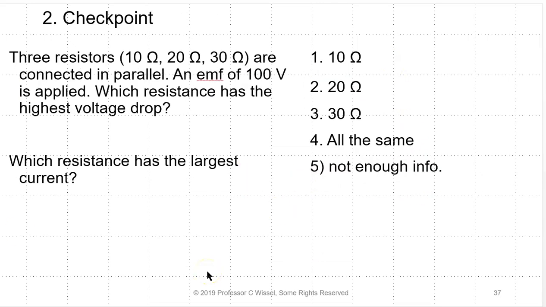Three resistors, 10 ohms, 20 ohms, and 30 ohms, are connected in parallel. An EMF of 100 volts is applied. Which resistance has the highest voltage drop? This is a trick question.